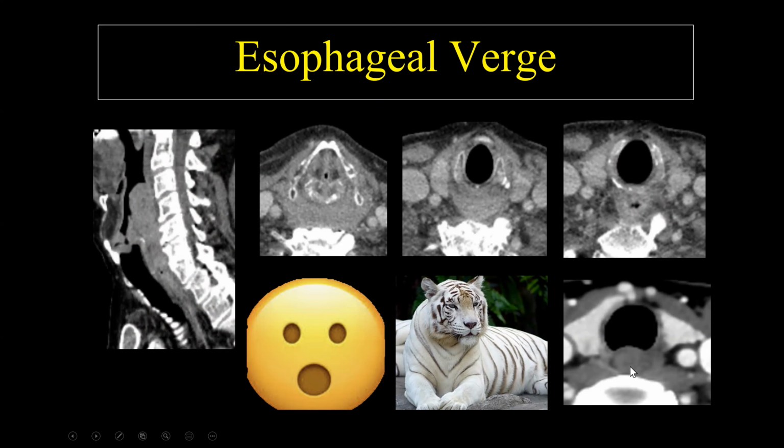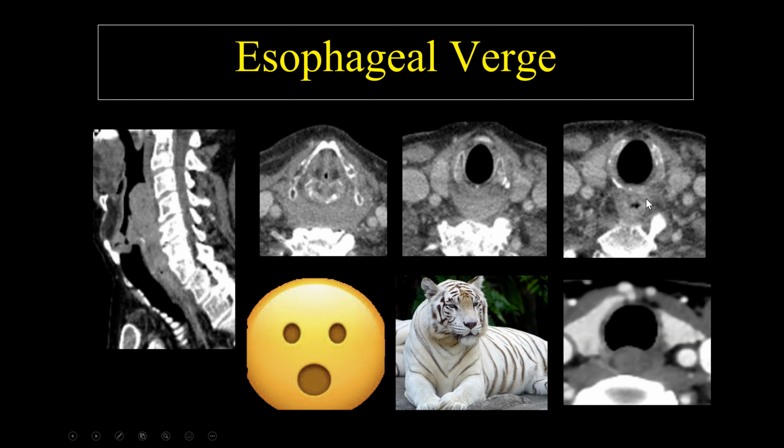But when we look at the normal cervical esophagus, I want to point out the stripes here. We can see an area of low attenuation here. That's probably fat. We can see muscle, and then we can see the lumen. I've always referred to these as the tiger stripes. So in the normal appearance of the cervical esophagus, you should be able to see the tiger stripes.